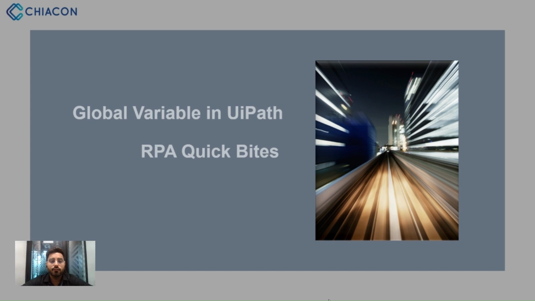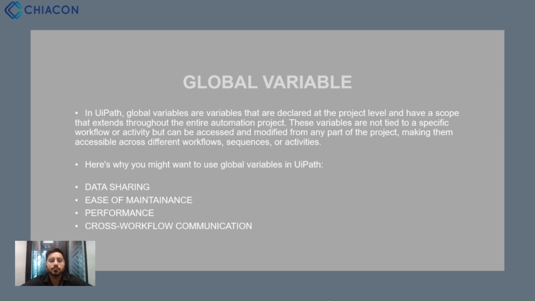In this video, we will learn about global variables in UiPath. So let's quickly discuss what exactly a global variable is. In UiPath, global variables are those variables that are declared at the project level, but their scope extends throughout the automation project. We create these global variables once in our project, and then we can use them throughout the different workflow sequences that we have in our project.